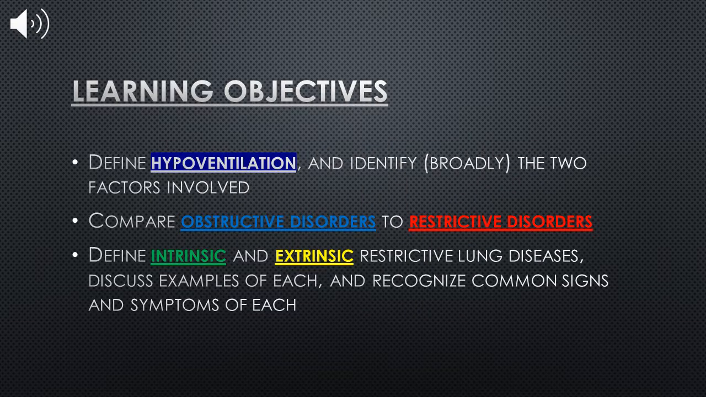Okay, so the lesson as a whole has a total of 6 learning objectives. First, we're just going to review real quick, what is hyperventilation? What exactly are we talking about? Then we're going to talk about how lung diseases can be broadly divided into 2 main categories, obstructive and restrictive. Then we're going to break down restrictive disorders into intrinsic and extrinsic based on basically which parts of the respiratory system are involved.